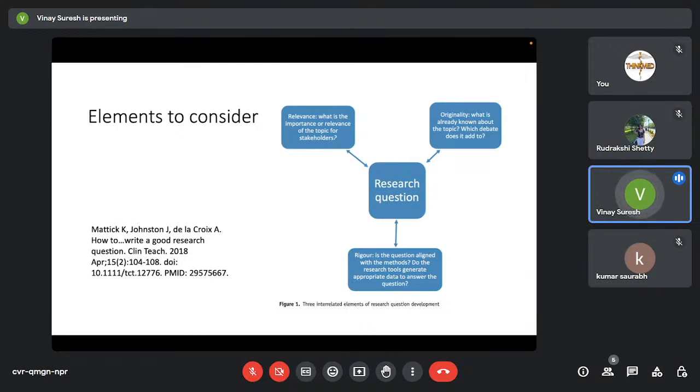These are the elements that are part of any research question: the relevance, originality, and rigor. Now, originality or novelty is something that people struggle with because it's difficult to come up with ideas that are novel and that haven't been done before. But please understand that, yes, novelty does matter because at the end of the day, you want your studies to get published.